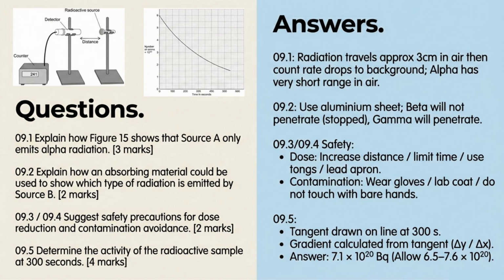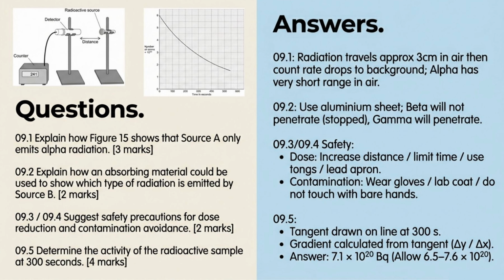Moving right along to slide 10. Question 9. Radioactivity. 9.1 asks us to identify a radiation source. Source A is alpha. And the reason given on the slide is that the radiation travels approximately 3 centimeters in air, and then the count rate drops to the background level. Because alpha has a very short range in air.